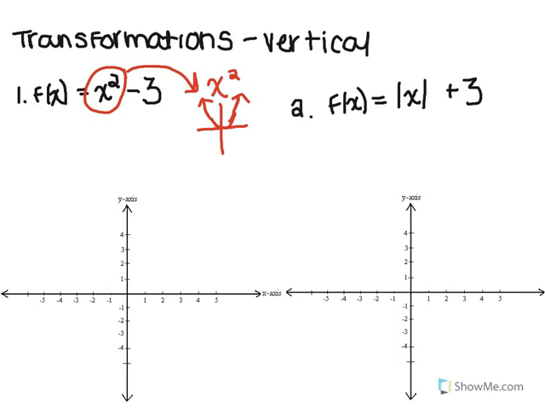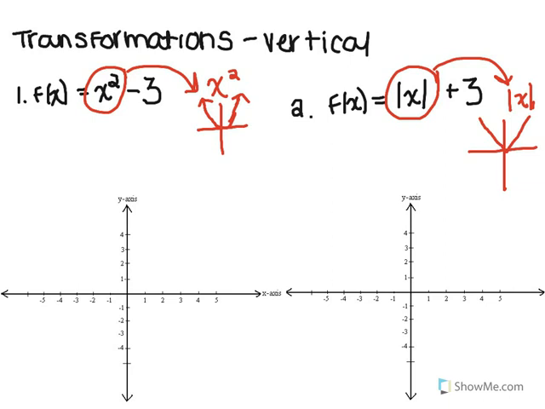For number 2, f of x is equal to the absolute value of x plus 3. It's the absolute value of x, which has a V shape and also goes through the point 0, 0.